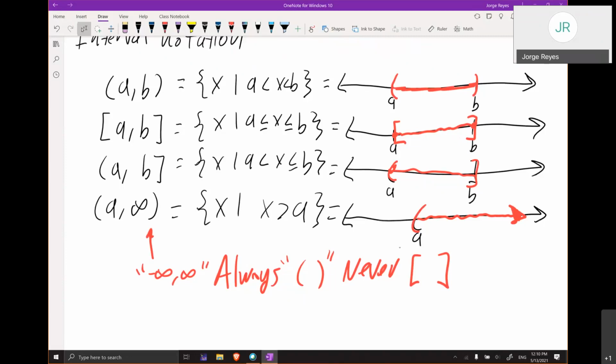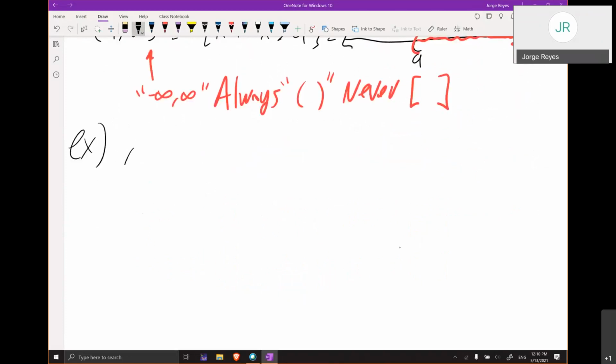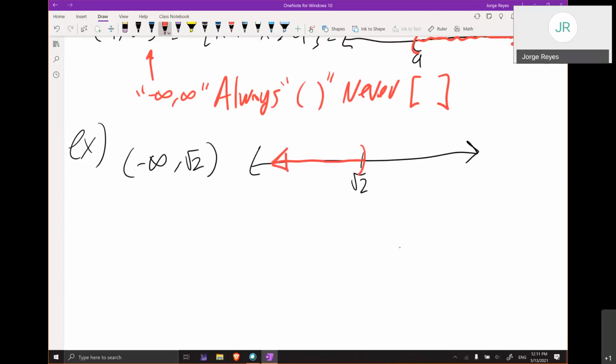All right, so we're gonna do some examples. Okay, so examples. Negative infinity to square root 2. If you're drawing this just casually, I would just put square root of 2 there, and then put a parenthesis and an arrow.